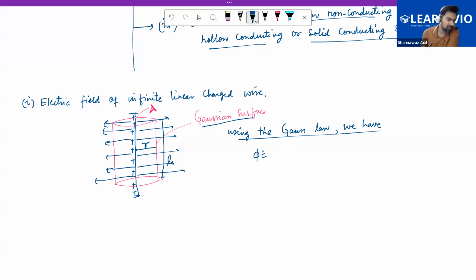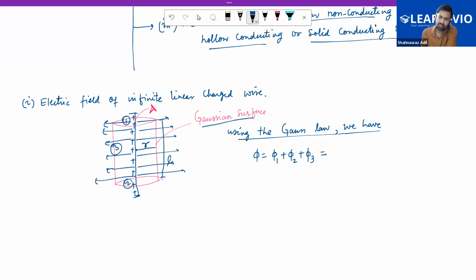Let's say you have a glass, and the glass is closed. Or let's say you have a Pepsi can. A Pepsi can has a top surface, a bottom surface, and then a curved surface. So it has three surfaces, right? This is one surface, this is the second surface, and this one is the third surface. So phi would be phi1 plus phi2 plus phi3.